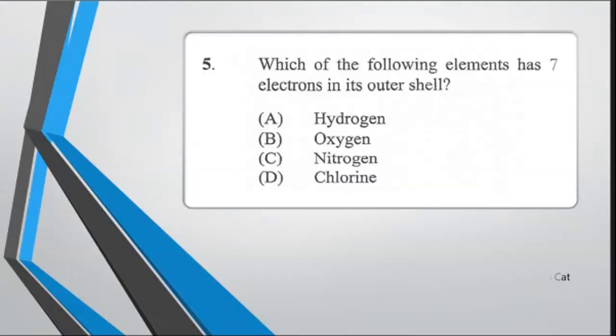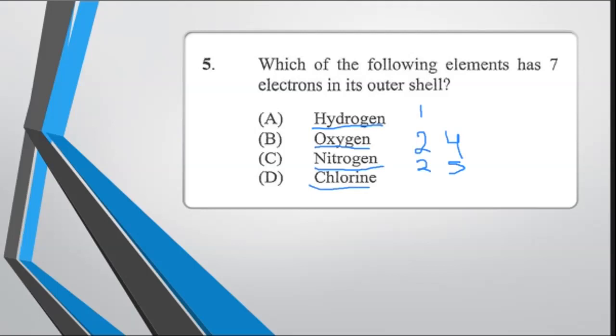All right, question 5. Which of the following elements has 7 electrons in its outermost shell? In order to know that, we need to know the electronic configuration of each of these elements. Hydrogen is the first element in the periodic table, so hydrogen is 1. Oxygen is 8, so oxygen has 2 electrons in its first shell and 6 electrons in its second shell. Nitrogen is 7, so it has 2 electrons in the first shell and 5 electrons in the second shell.